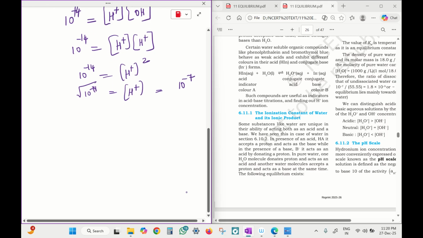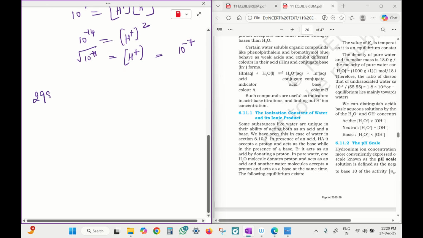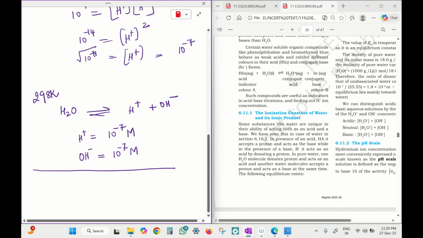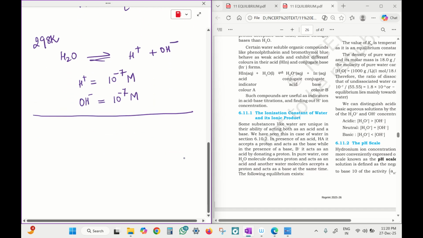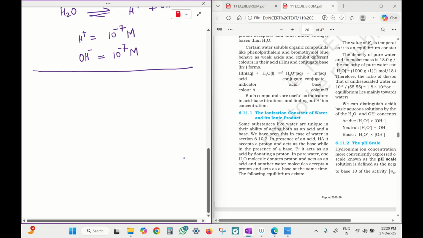So we understand that at 298 Kelvin, whenever water breaks down to form H+ and OH- ions and attains an equilibrium, the H+ ion concentration will be 10 to the power minus 7 moles per liter, and the same is the OH- ion concentration, which is 10 to the power minus 7 moles per liter. Okay, now after understanding this, let us try to arrive at the pH of this water.